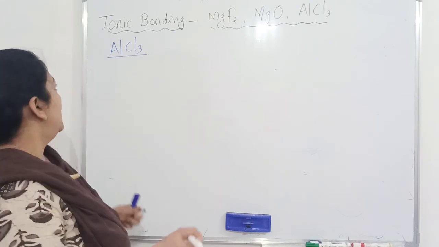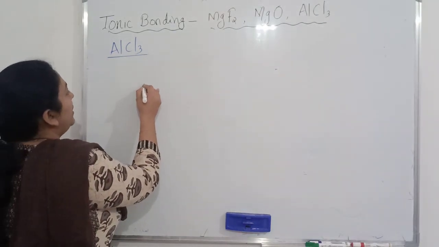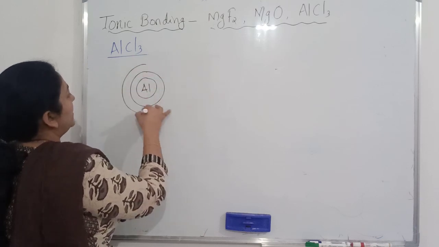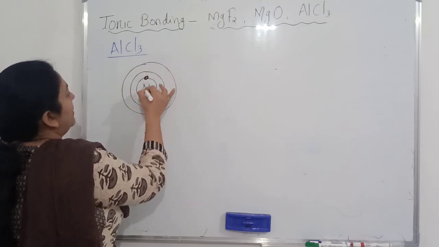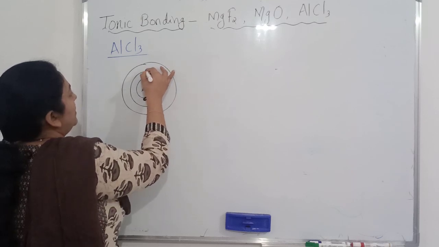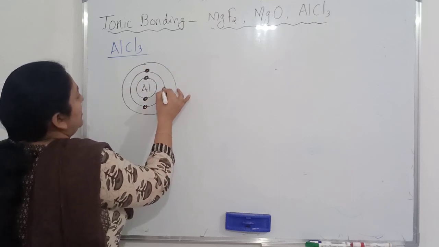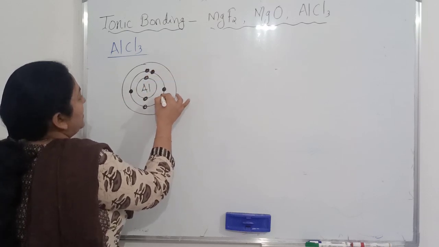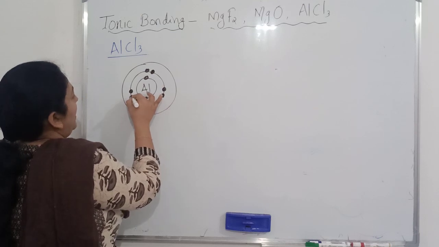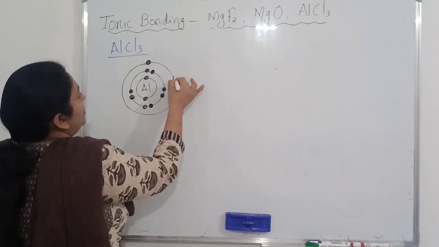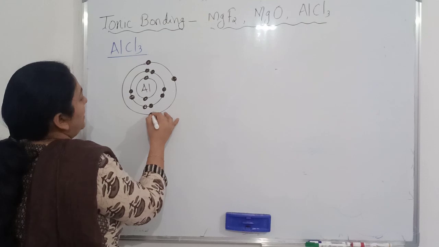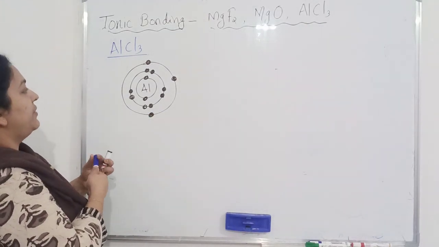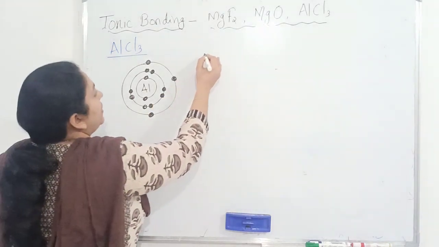Now here, aluminium atom 2, 8 and 3. So let me complete the electrons. 4, 5, 6, 7 and 8. And 1, 2, 3. Now 3 chlorine atoms we have to draw. 3 chlorine atoms.